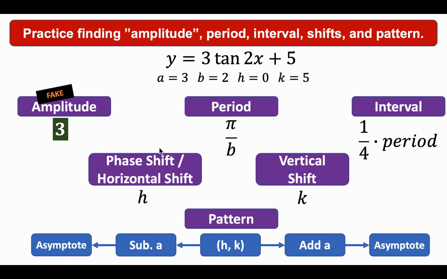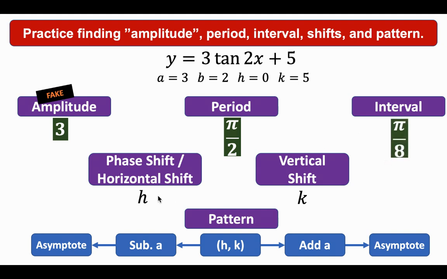Period is going to be pi over B, which is 2, so pi over 2. Does not simplify, so leave it alone. So I'm going to take 1/4 of my period, so 1/4 times pi over 2. 1 times pi is pi. 4 times 2 is 8, so that's pi over 8.